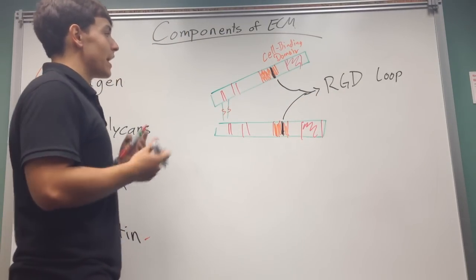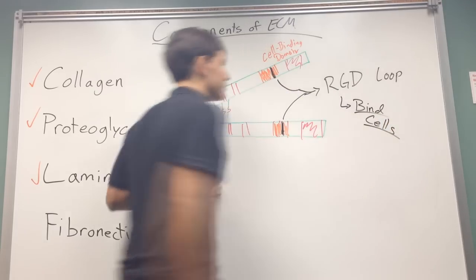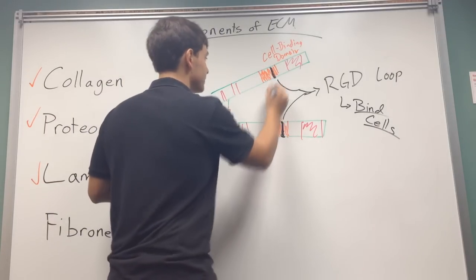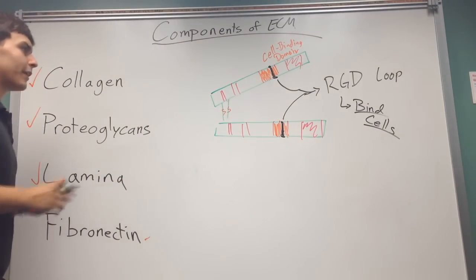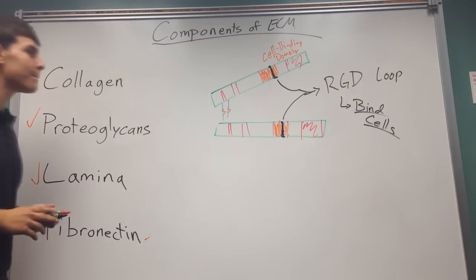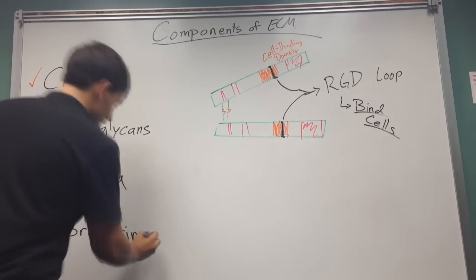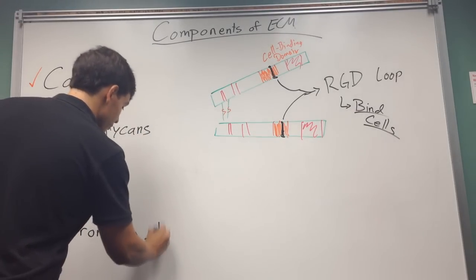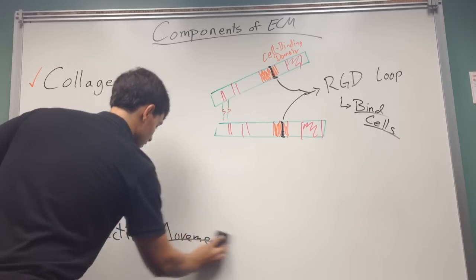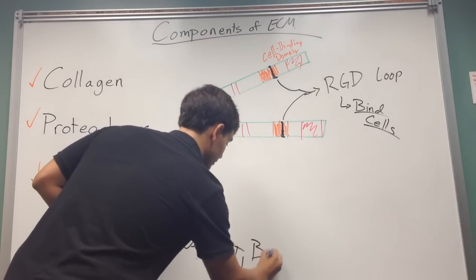So the RGD loop is the actual part that can bind cells. And so when a cell wants to connect with the ECM fibronectin, it'll bind onto this specific part. And we find out later that other structures will have an RGD loop that can bind to things. I think lamina has one as well. But anyway, this is also really important. So what fibronectin does, once you have cell binding, is allow movement of cells. And then the other important thing is branching, which we spent the whole day on.